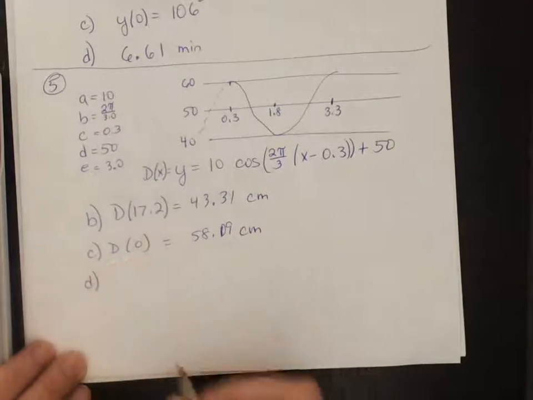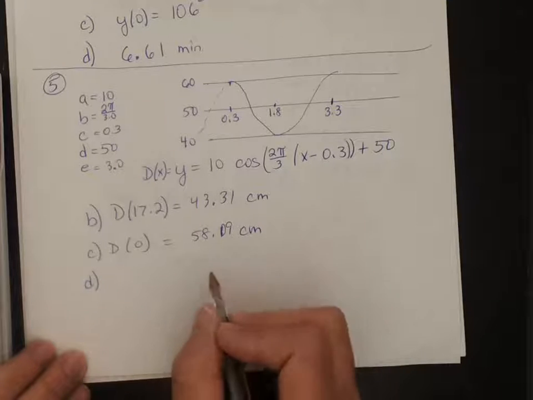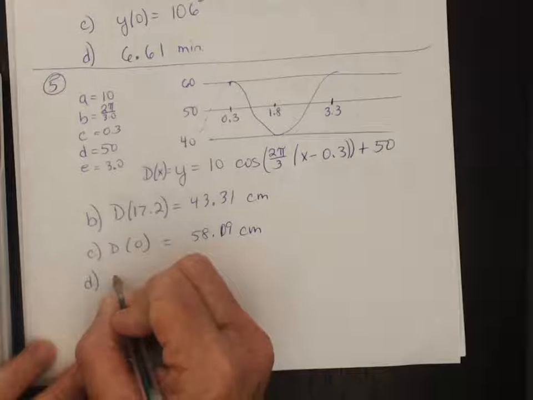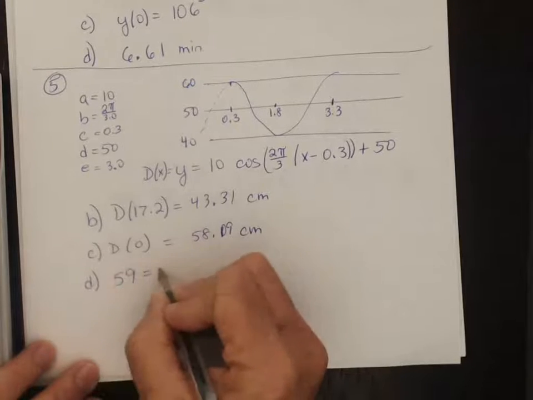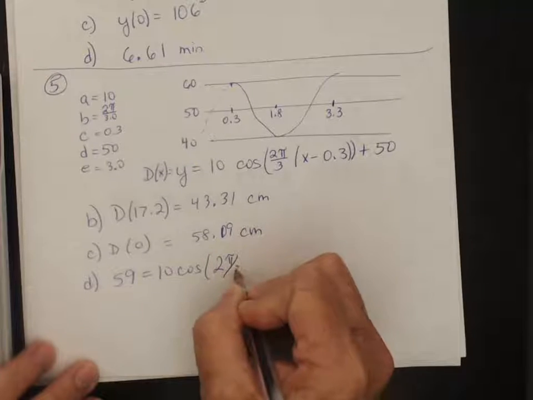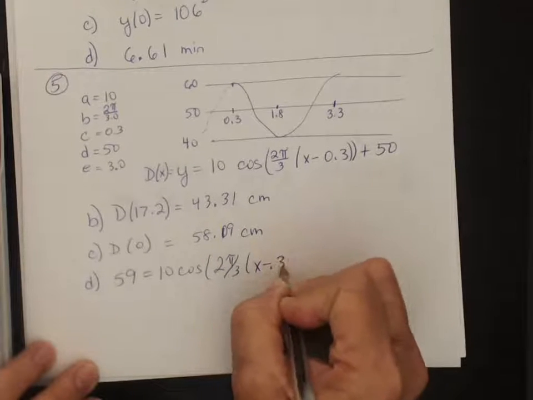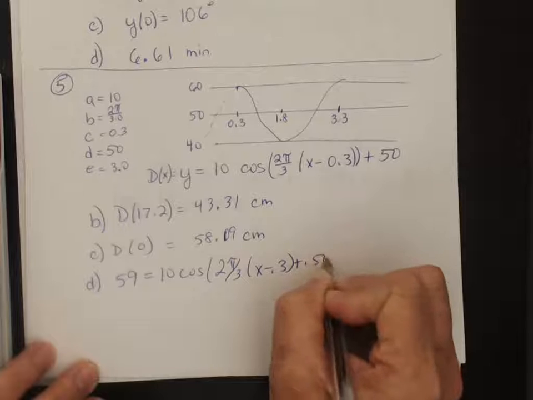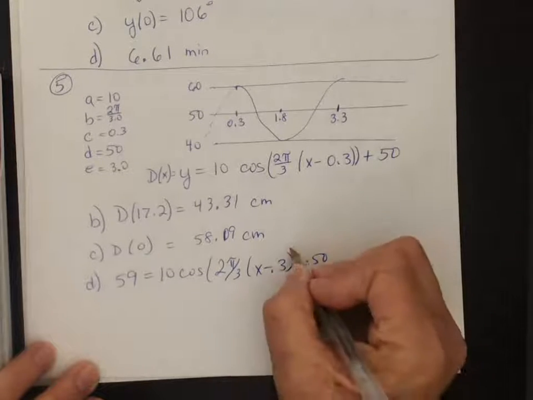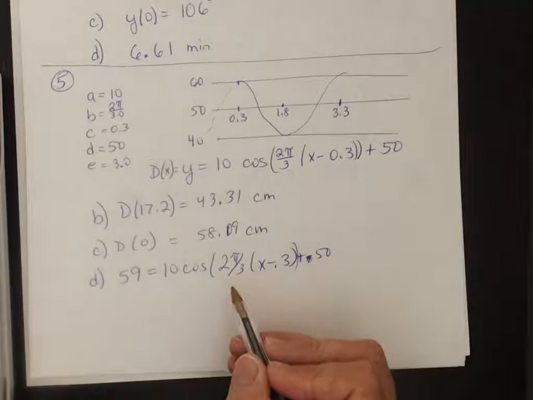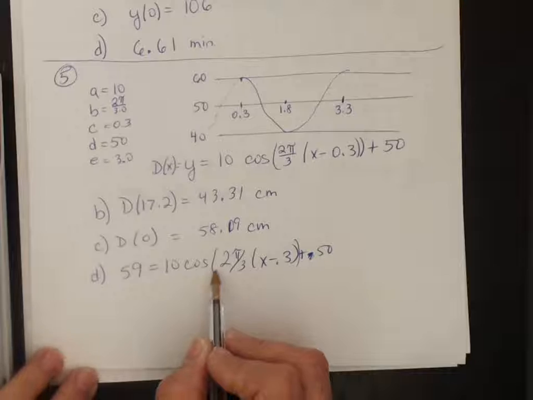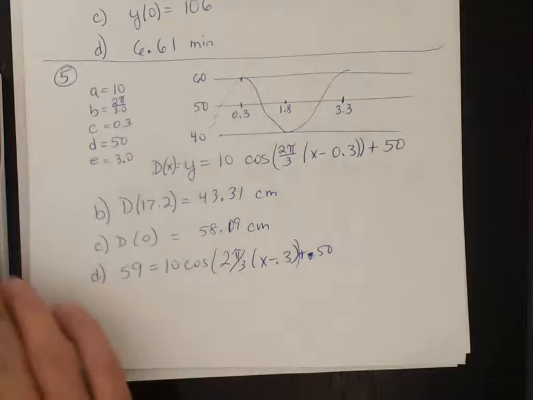And finally, last question is, what is the first positive value of time when it is exactly 59 centimeters? So really what I'm looking for is solving this equation. 2 pi divided by 3 times x minus 0.3 plus 50, that's just 50 there. Now when I go to solve this, I could do a whole bunch of math, or I can just use the calculator, which is what I'm going to do.